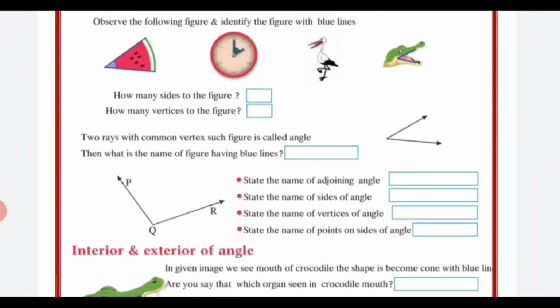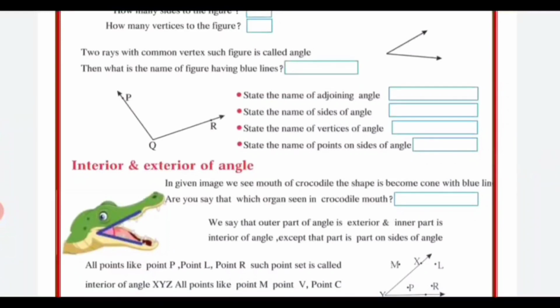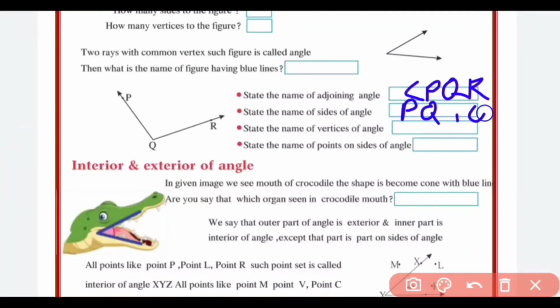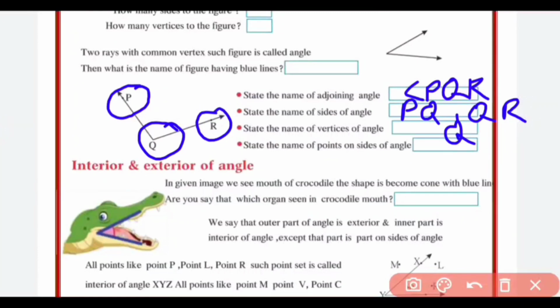Then you can see the adjoining figure, and you can write its name, that is, angle PQR. The sides are side PQ and side QR. The vertex is a single vertex. In every angle there is a single vertex, so point Q is the single vertex. And which points are on the sides? Point P, point R, and point Q is also on the side. So P, Q and R are the points on the sides. In this way you can write these answers.